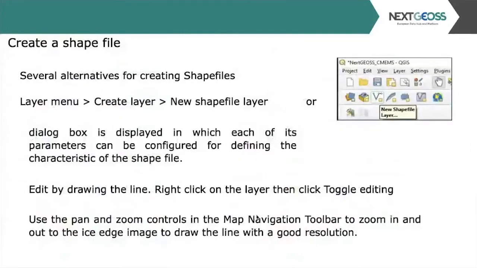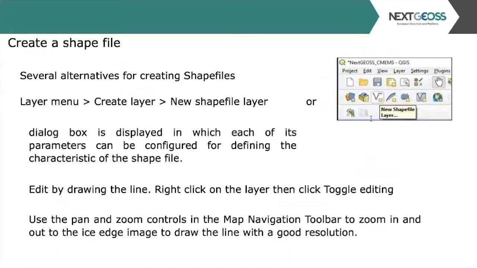Now we go to the next step, that is to create a shapefile and then draw the line. There are several ways you can create a shapefile in QGIS. You just go to the menu Layer, then Create Layer, New, and Shapefile. Or you just click directly here where you can create a new shapefile. Then a dialog box will appear.